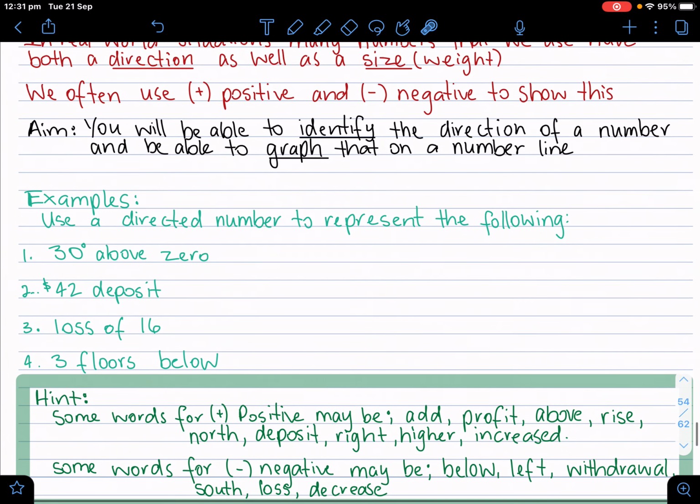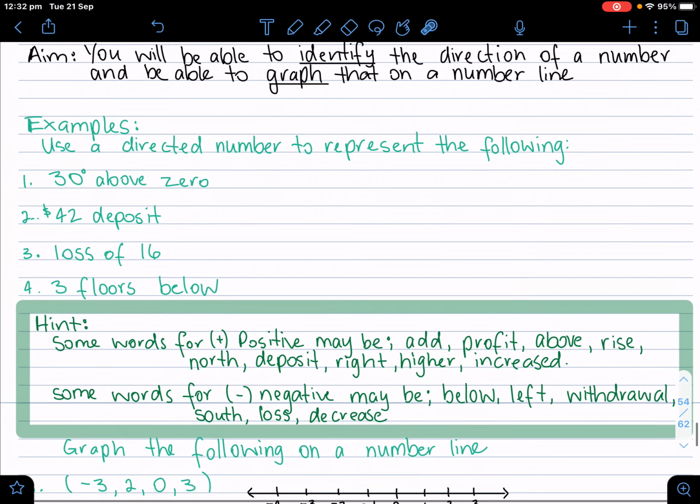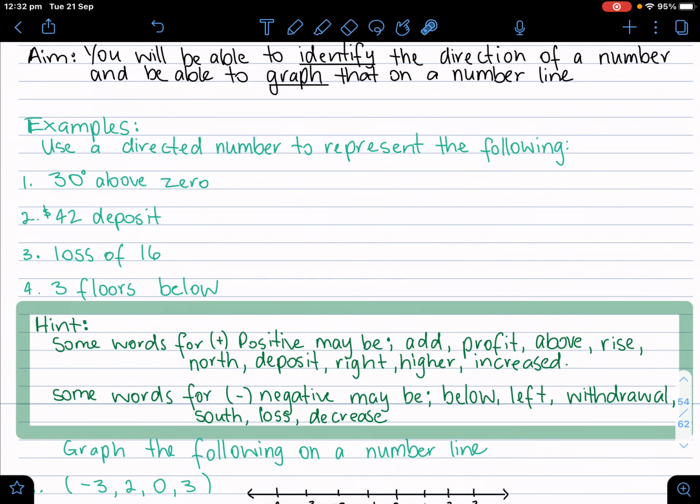So example 1 to 4 says, use a directed number to represent the following. The first one is 30 degrees above 0. So how are we going to show 30 degrees above 0 as a directed number? Well, that's simple. It's going to be plus 30 degrees. It's not going to be minus because that will be below. The next one is $42 deposit. Well, we know a deposit is when we add money into our account. So it'll be plus $42.